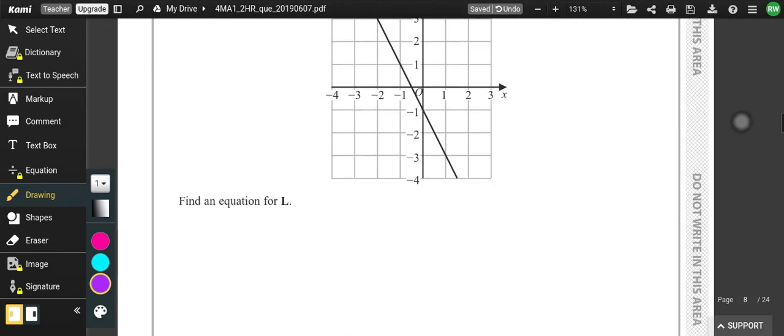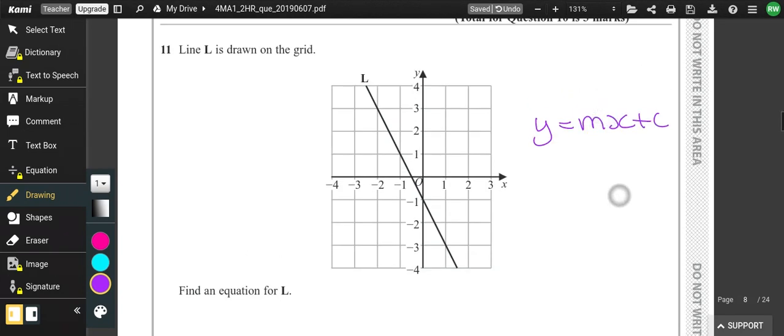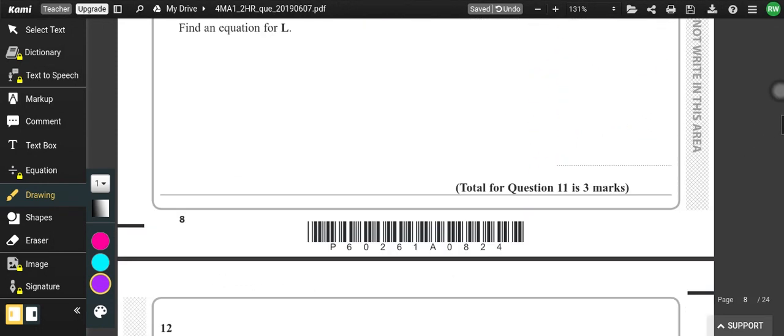Line L is drawn on the grid. Find an equation. So we're looking for y equals mx plus c. To work out the gradient, just take 2 points and work out rise over run. So let's choose that one and there. And this graph is going downwards. Okay, so the change in y is -2 and it's going up by 1. So the gradient is -2, and the y-intercept is this point here, -1. Okay?